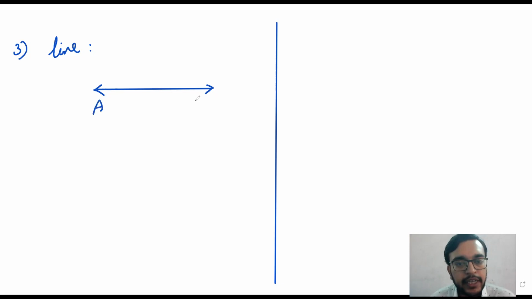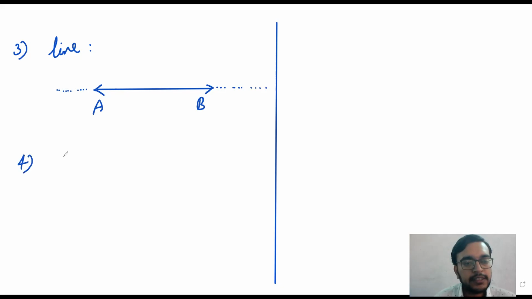Suppose this is point A and point B. This arrow shows that it is extended up to infinite. Similarly, this side is also extended up to infinite, right?